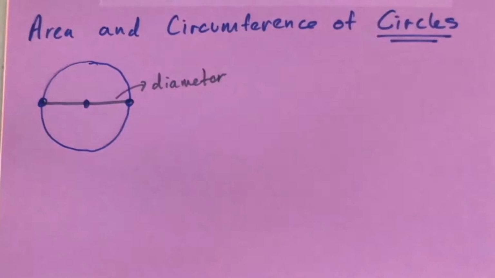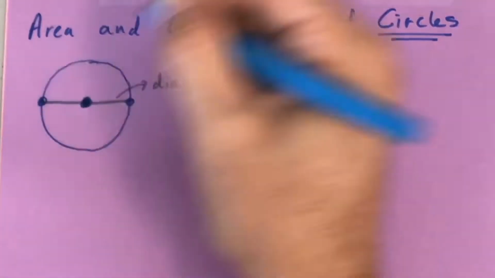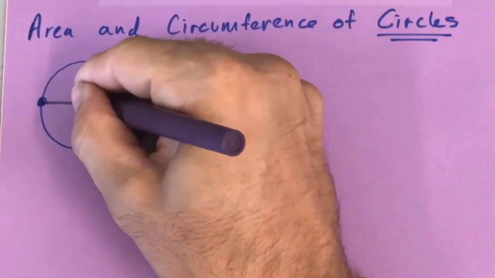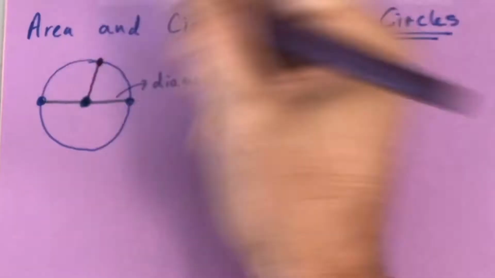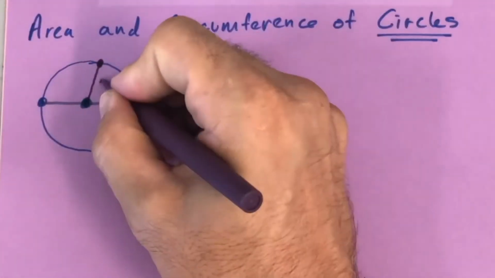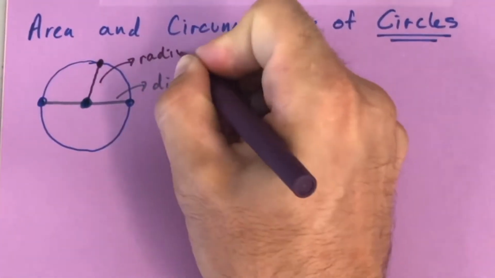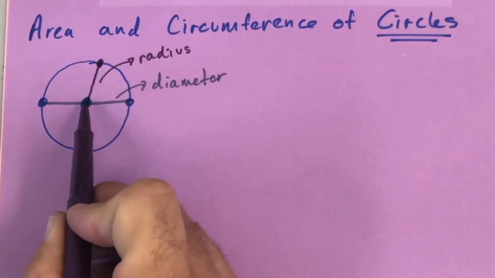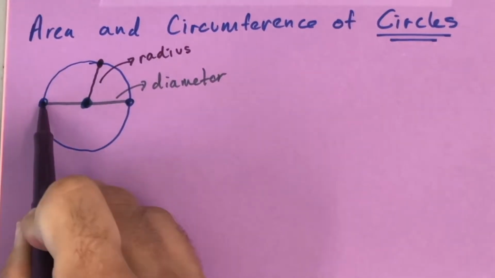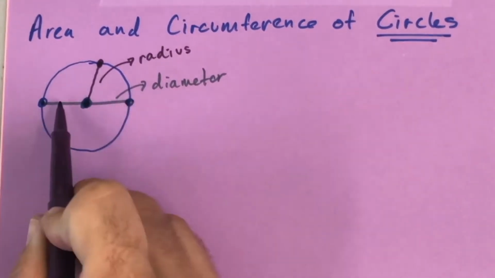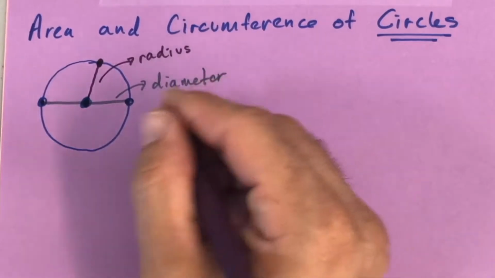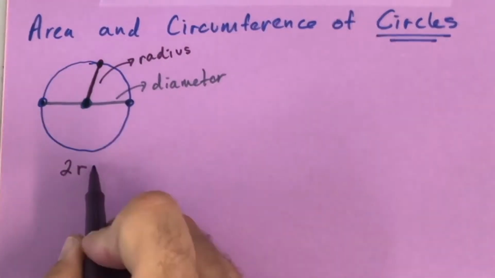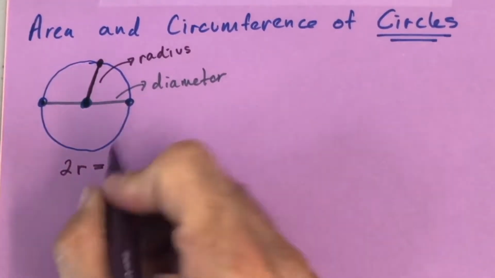Now, from that same center, if I drew a line from the center to one side of the circle, we would call that the radius. And one thing you want to consider is the fact that I went from center to edge twice here for a diameter. So that basically is telling us that two of these will equal one of these, one diameter.